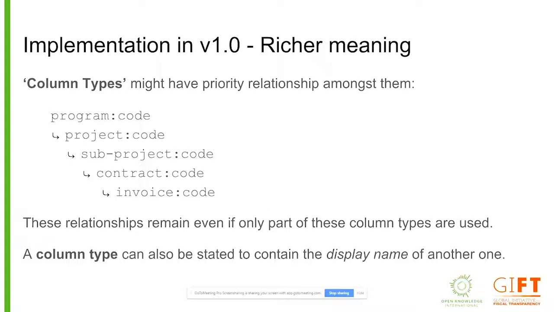This makes it possible to use these relationships, even if only parts of these column types are used. And what that means is that you can have references to this hierarchy using this foreign keys example that I mentioned earlier. So you can have different specific files as part of your fiscal package, where one refers to the hierarchy of the programs or projects and one that refers to the ultimate invoices, and how they relate to the different projects can be modeled separately.